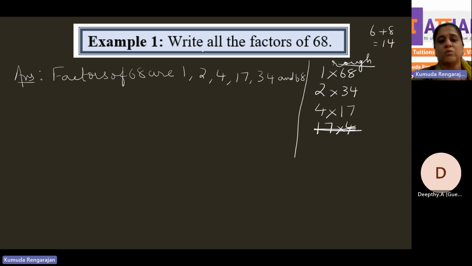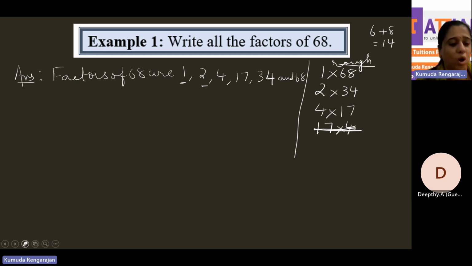Now from these, which are the prime factors of 68? Is 1 a prime number? No. Is 2 a prime number? Yes. 4 is not a prime number. 17 is a prime number. And 34 is not a prime number. 68, of course, is not a prime number. So 2 and 17 are the prime factors of 68.